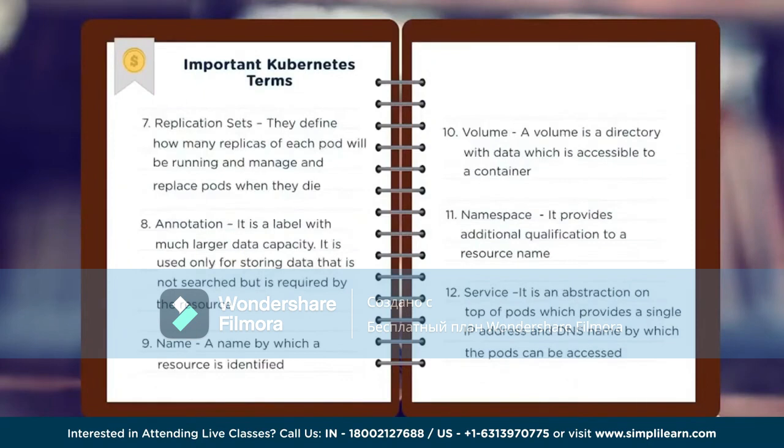Replication sets define how many replicas of each pod will be running and managed when you want to replace a pod when it dies. Annotation is a label with much larger data capacity. A name is a resource as it is identified. Volume is the directory in which data is accessible to a container. Namespaces provide additional qualification to a resource's name. And then finally, services are an abstraction of a top-tier pods which provide a single IP address and DNS name by which the pods can be accessed.